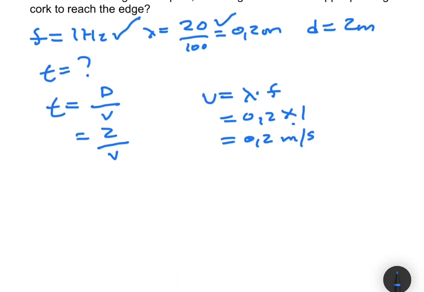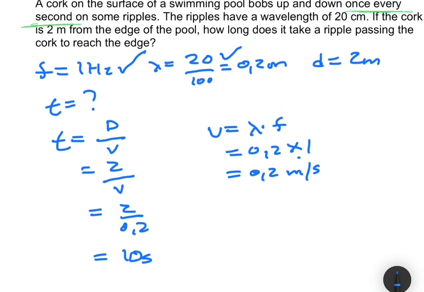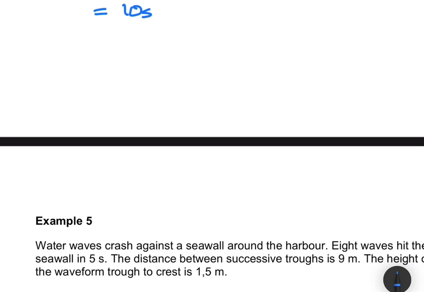So if we substitute it here, we're going to have 2 divided by 0.2. So what is 2 divided by 0.2? 2 divided by 0.2 is 10 seconds, right? So the time it takes a ripple passing the cork to reach the edge of the pool is 10 seconds. You can see that this question is a bit complicated compared to the ones we were doing, but it's still pretty much doable, right? Let's move and see what else we have.